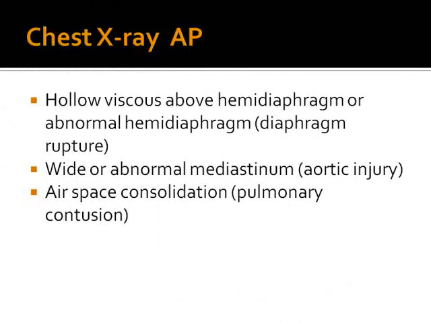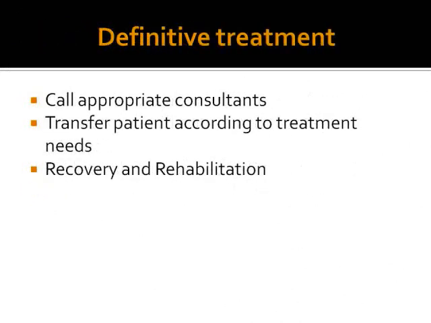Then, in the definitive management, after the secondary survey, we call the appropriate consultants and refer the patients to the necessary specialized areas for treatment. For example, intensive care unit, theater, or acute trauma ward. Definitive care, of course, will also entail the full recovery and rehabilitation, which is usually the work of specialists in various areas.